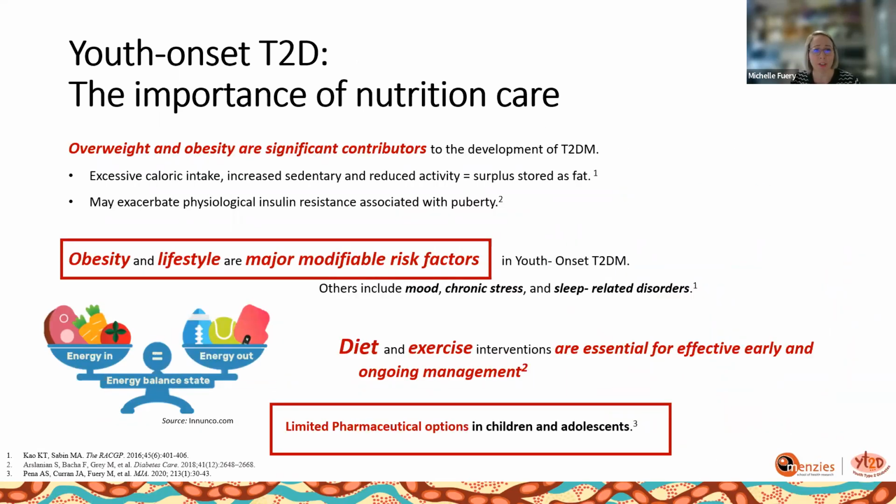Overweight and obesity are significant contributors to the development of type 2 diabetes as a result of excessive caloric intake, increased sedentary behaviour and reduced activity, resulting in surplus stored as fat, and may exacerbate the physiological insulin resistance associated with puberty. So obesity and lifestyle are major modifiable risk factors in youth-onset type 2, and others include mood, chronic stress, and sleep-related disorders. Diet and exercise interventions are essential for effective early and ongoing management, and especially in the context of limited pharmaceutical options in children and adolescents.